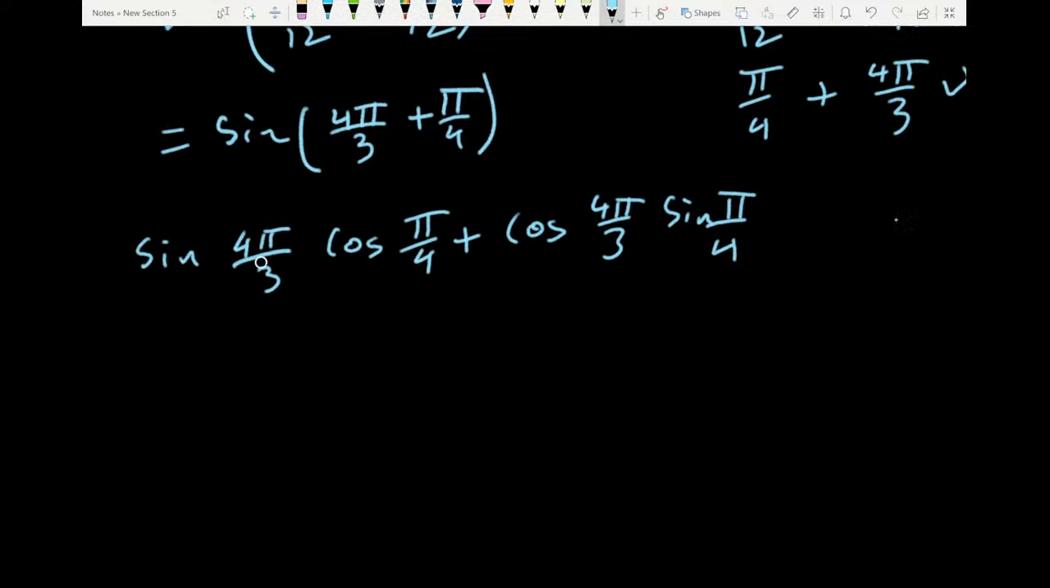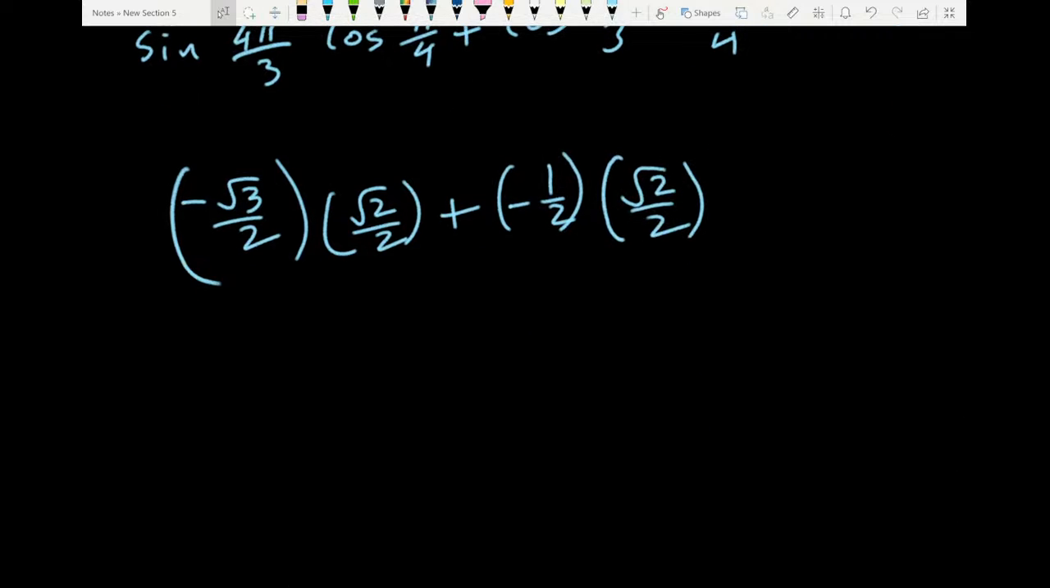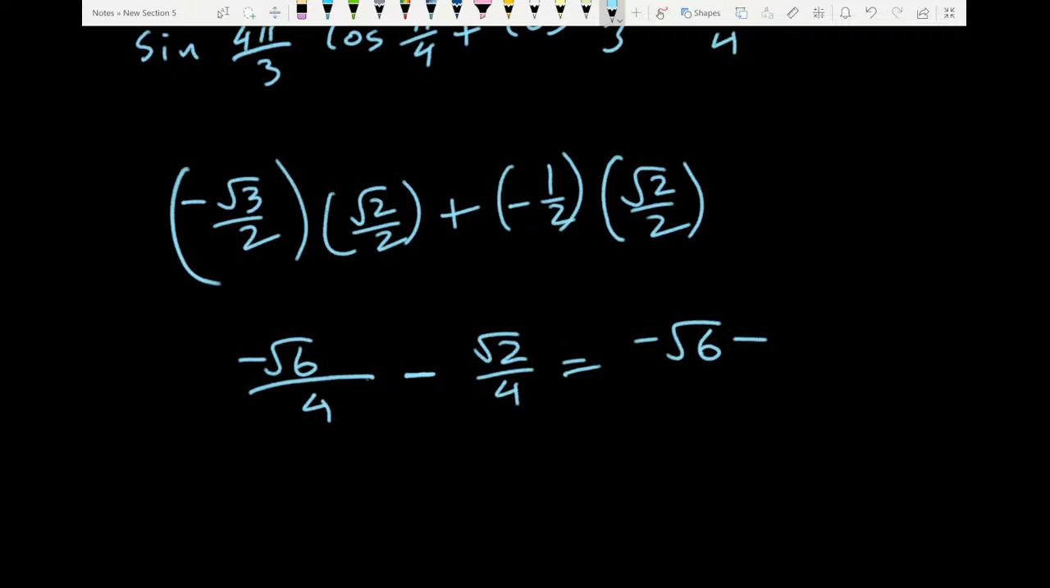And this is reference angles and so on. This just becomes negative root 3 over 2 times root 2 over 2 plus negative 1/2 times square root of 2 over 2. This becomes negative root 6 over 4 minus root 2 over 4. So we could just simplify that.